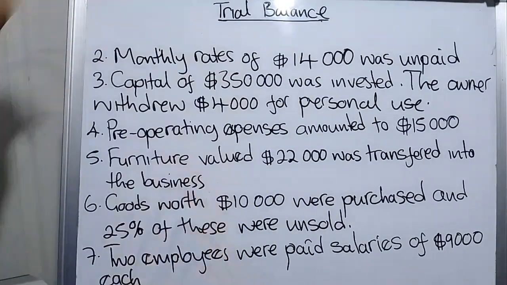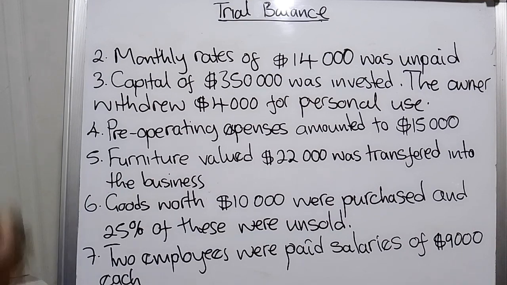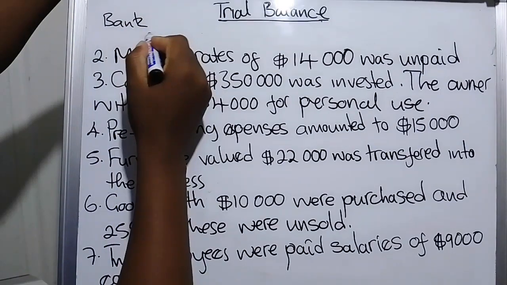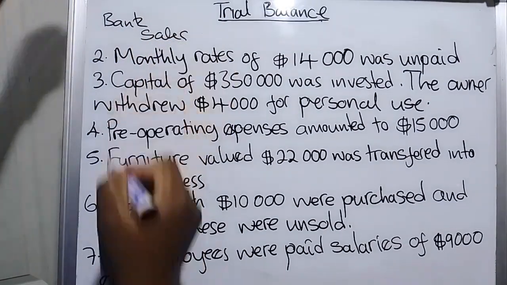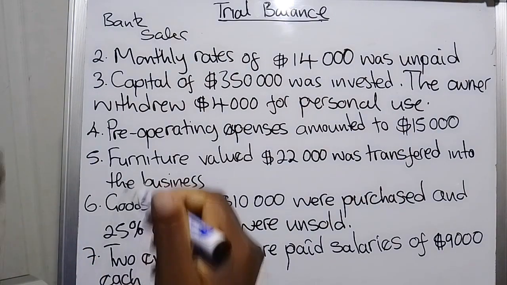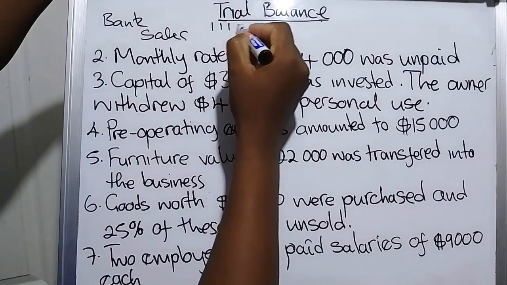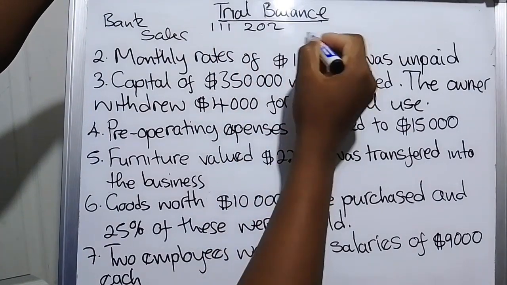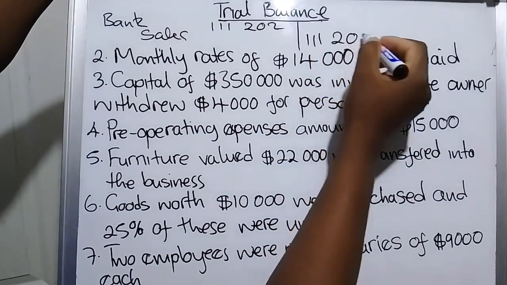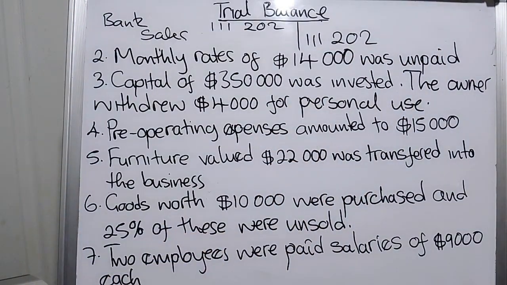Okay, I'll start with the first statement. The first statement was a statement of sales. So for the first statement, we are going to debit the bank and credit sales. The amount was 111,202. Okay, that's the first statement. The first journal entry is there.